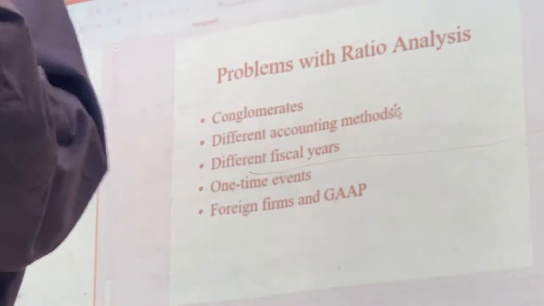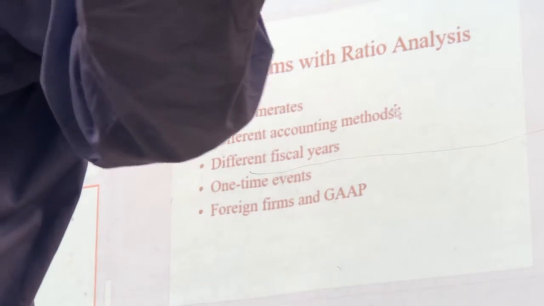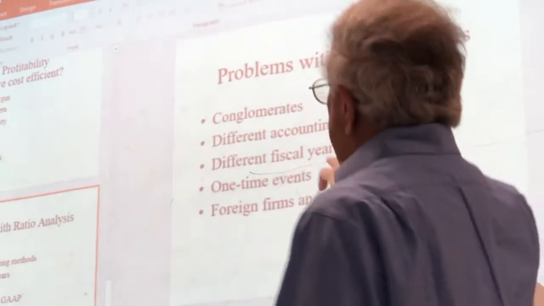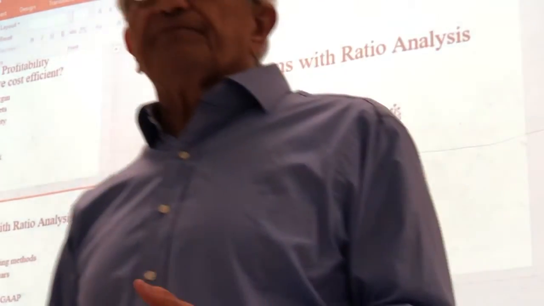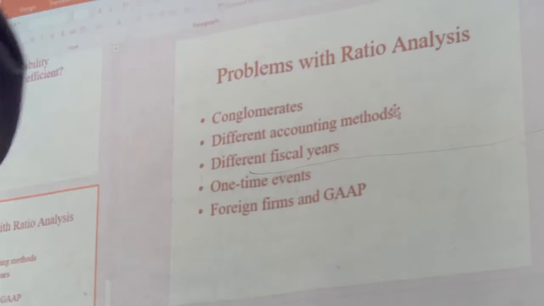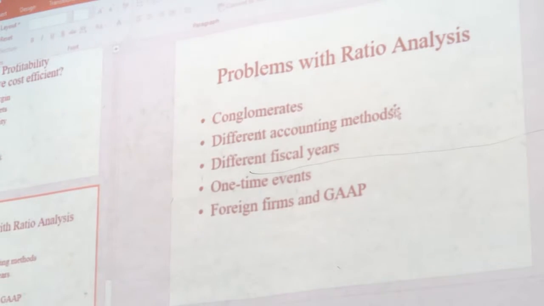So what are some of the limitations? These are limitations of ratio analysis, something that we just completed. Number 1, conglomerates. What are conglomerates? GE, General Electric, is a conglomerate. It's a corporation that operates in multiple industries. Like GE manufactures your light bulbs, steam engines, jet engines, your microwave. So they are in multiple industries.